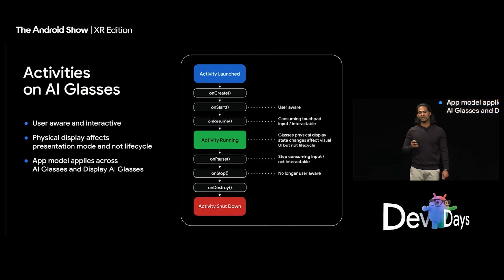Activities on AI glasses, regardless of whether they have a display, are designed to operate with user awareness and active interaction. In this lifecycle diagram, you will notice the physical display on the glasses only affects the presentation mode, while the activity is in the resume state. Hence, your activity stays interactive even when the display is changing states between on and off.